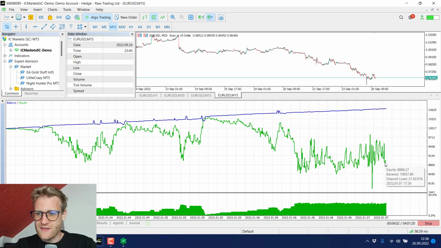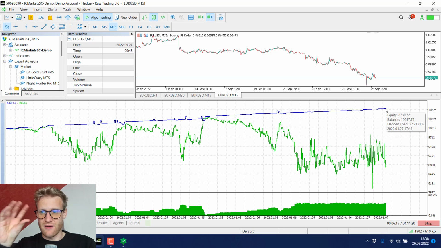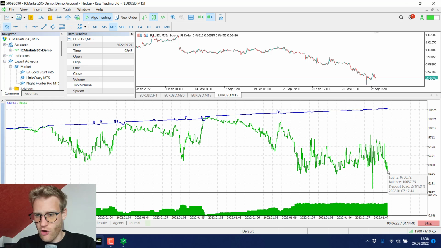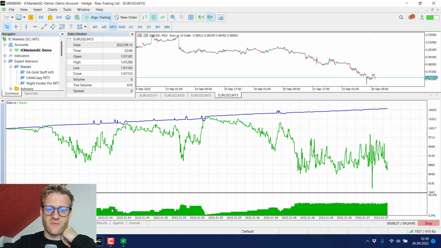And the equity can be temporarily below this balance, a little bit or even far below the balance. And this is what we are seeing here right now. So even though this balance is really positive, the equity is not. If we would close all the open positions where they are right now, the balance, sorry, would drop to 8,600.